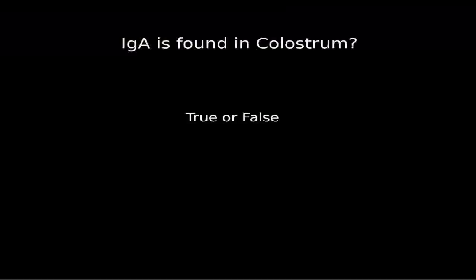Number 9 is IgA. Another important point that I missed. True or false: IgA is found in colostrum. Remember, colostrum is that big first push out of the breast for the little guy. It's very critical to them because it's chock full of all kinds of immunological goodies. And yes, in fact, IgA is found in that.